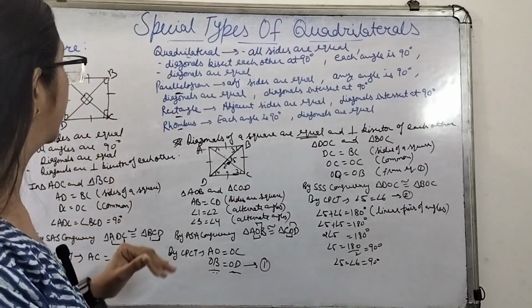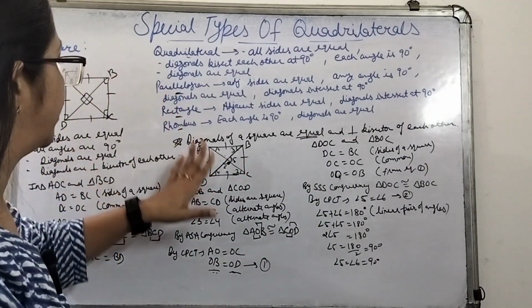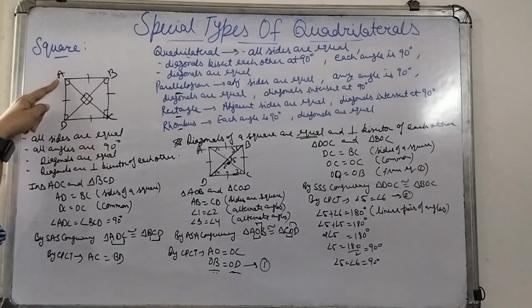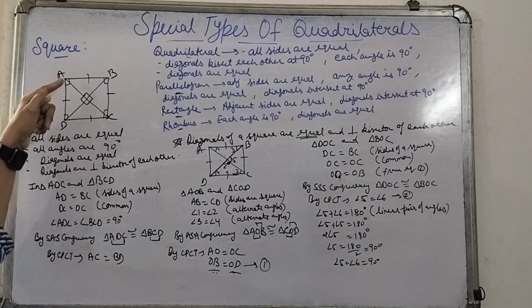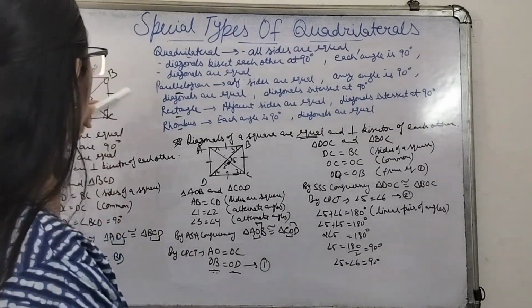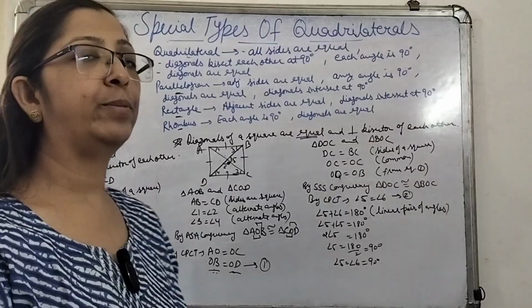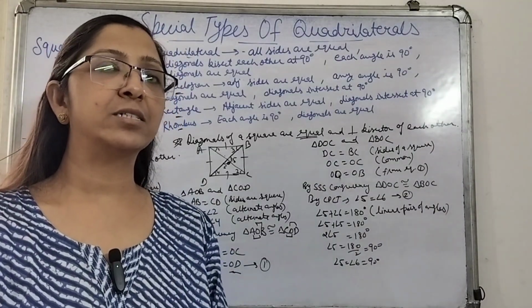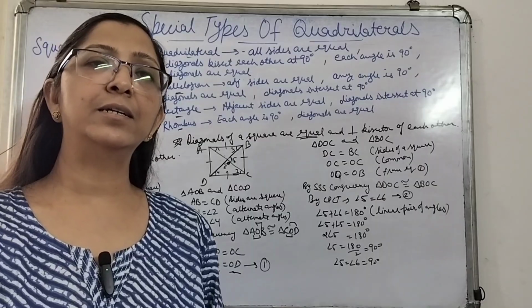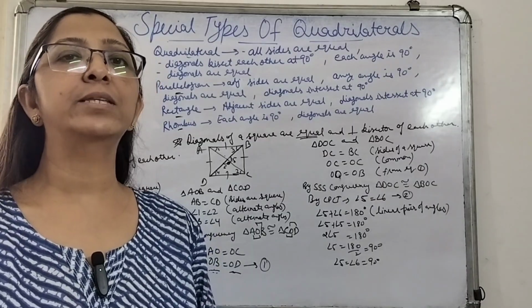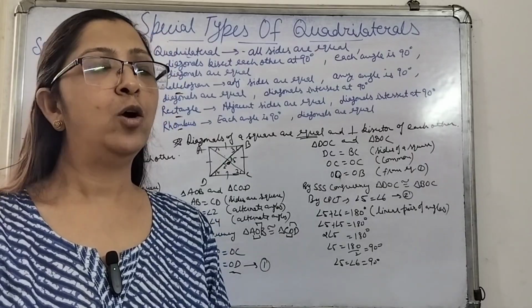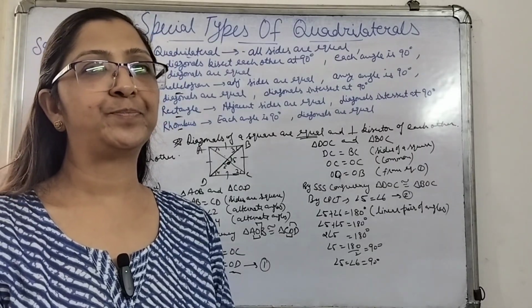So this is all about your square. What all the properties of a square we just now discussed. All the sides are equal. All the angles are 90 degree. Diagonals are equal. Diagonals are perpendicular bisectors of each other. Along with that, all the properties of a parallelogram will also be followed by your square. So just now we have discussed all the special cases of your parallelogram, that is your rectangle, your rhombus, your square. All these come under the category of your parallelogram only. All the three are parallelograms.